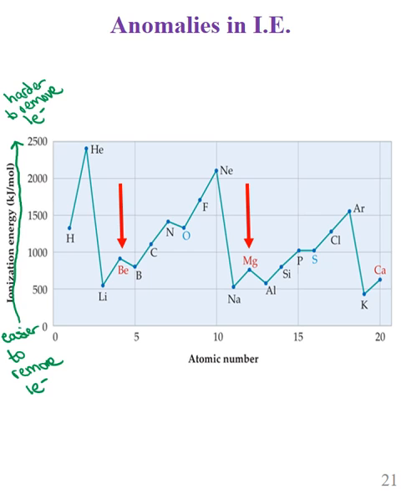Okay, so let's now look at the atoms. Looking at hydrogen and helium, why is hydrogen lower and helium higher? Well, helium is a noble gas, and so it's already happy. It does not want to lose an electron.